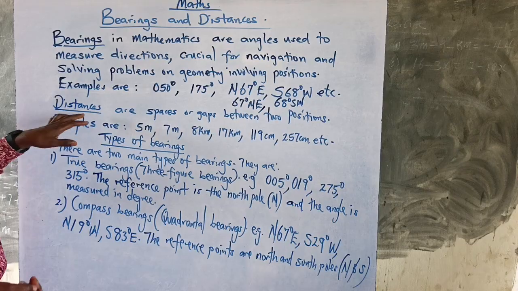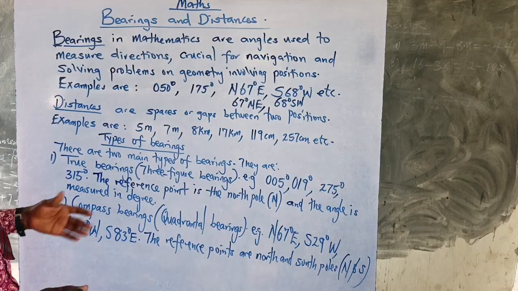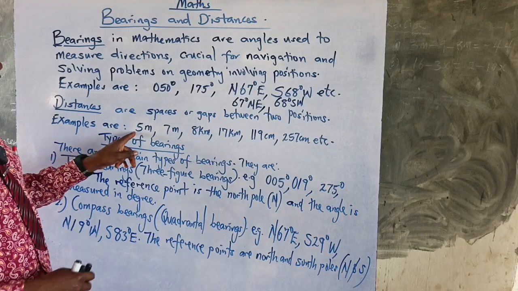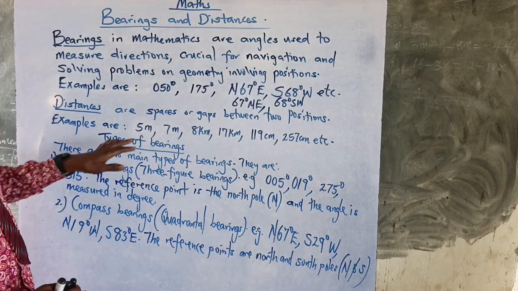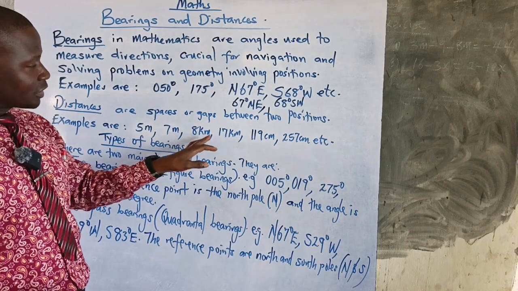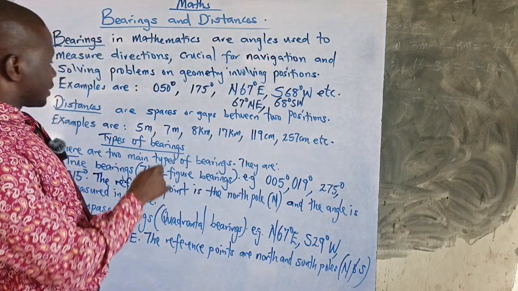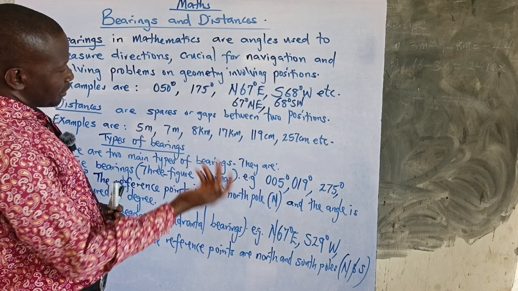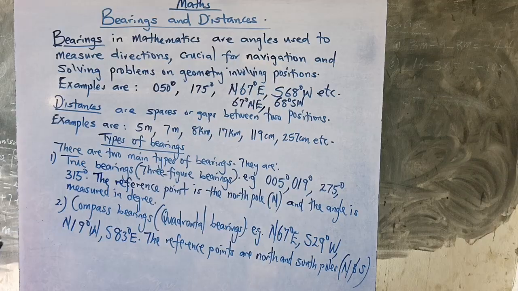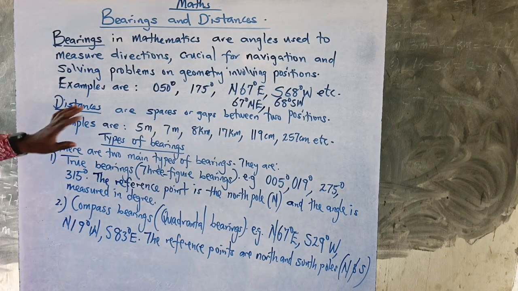Now coming to distances. Distances are spaces or gaps between two positions. When you are given two positions, if you measure the gap or the space between them, then that is the distance between the two positions. Examples are 5 meters, 7 meters, 8 kilometers, 17 kilometers, 119 centimeters. These are units of distances. We can measure in meters, kilometers, centimeters, feet, inches, or decimeters. Those are units of length, so distances.